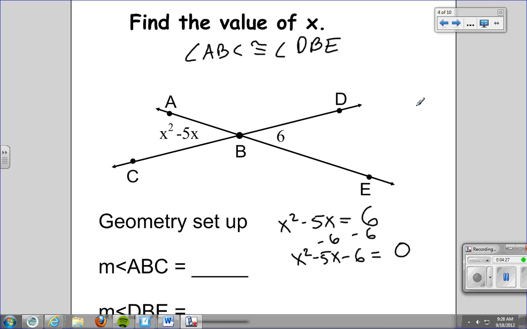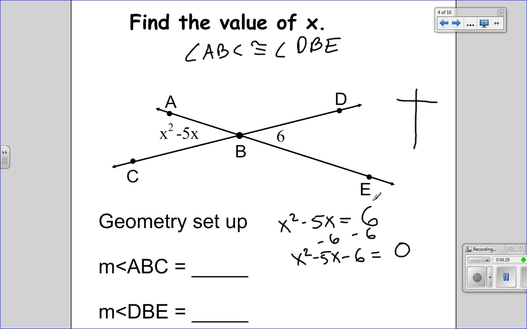Now, this is where I make my t-chart. I put my last number, -6, first, and my middle number, -5, second, and start looking for what times what gives me -6. Well, -3 and 2. Let's see, 3 and -2.